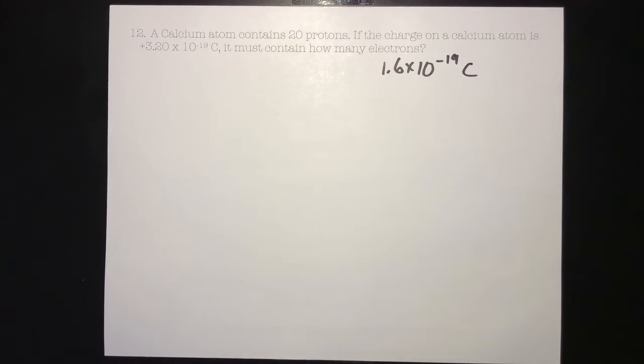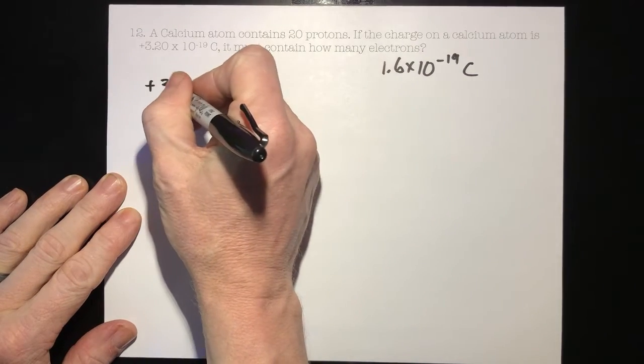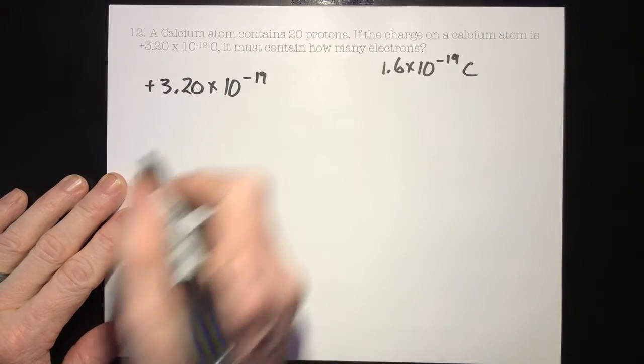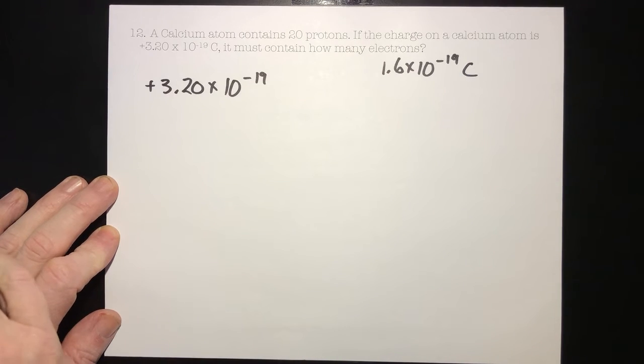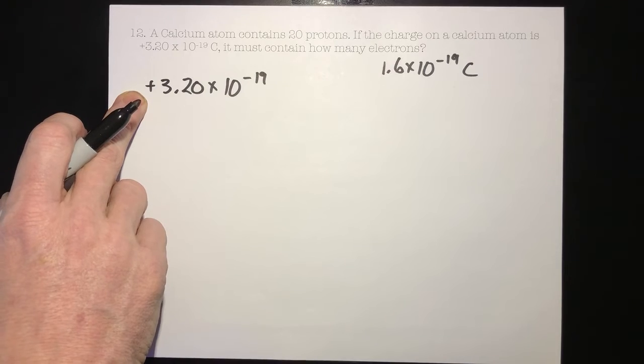And that's the charge for either a proton or an electron. If it's a proton, it's going to be a positive charge. If it's an electron, it's going to be a negative charge. So, since we know what the charge on the atom is, a positive 3.20 times 10 to the negative 19th coulombs, that charge is going to be made up of a certain number of elementary charges, either protons or electrons. Since it's positive, we know it's going to be protons.